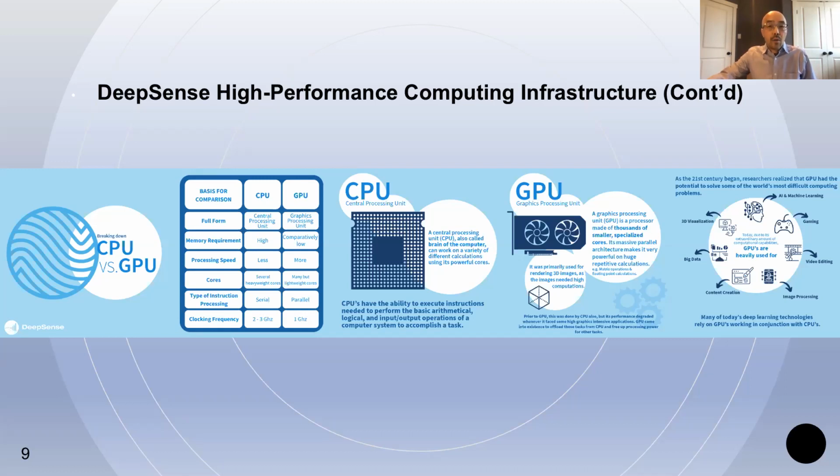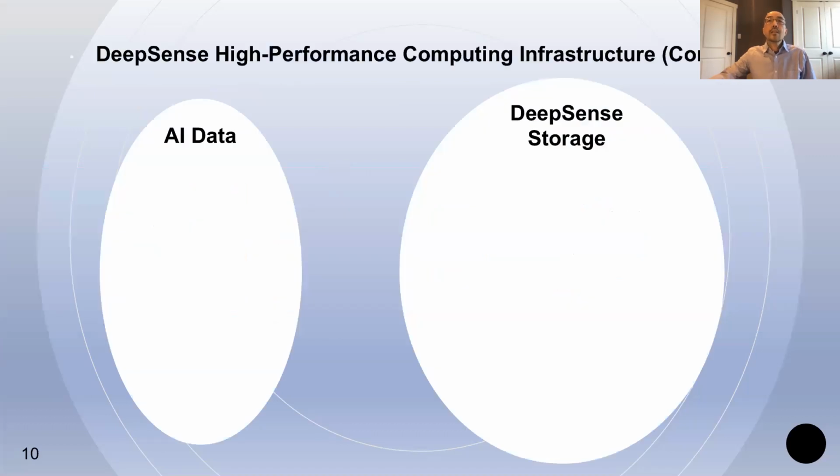big computing power. So GPUs can be used in AI, machine learning, gaming, video editing, image processing, content creation, big data, and 3D visualization. So GPU is getting more and more important right now, and it's the key thing that can accelerate our AI project development. So now let's talk about AI data and DeepSense storage.